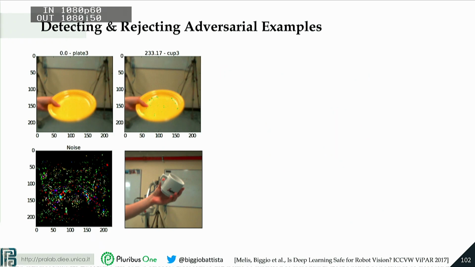We tested that in the case of the iCub robot. If you remember, yesterday I just described this thing. And this is just an example, again, of an adversarial example against this system. So you have a plate, you manipulate some of the pixels with more or less a noise, and then you have this image misclassified as a cup. This is the noise mask, and this is the cup from the other class.